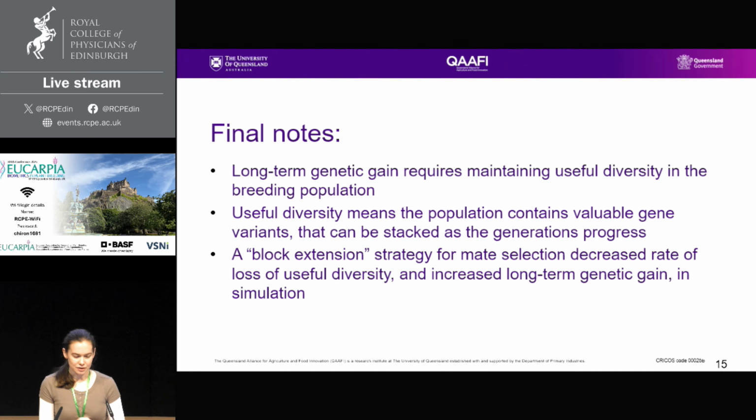So, final notes. If you're going for long-term genetic gain, you want to have some useful diversity. One way of measuring or tracking your useful diversity would be whether your population still contains these good haplotype blocks that you would like to stack together. And secondly, this block extension strategy for mate selection that I've been discussing, at least in the simulations run so far, decreases the rate of loss of useful diversity, decreases the rate of loss of helpful haplotypes, and that helps you increase the long-term genetic gain.